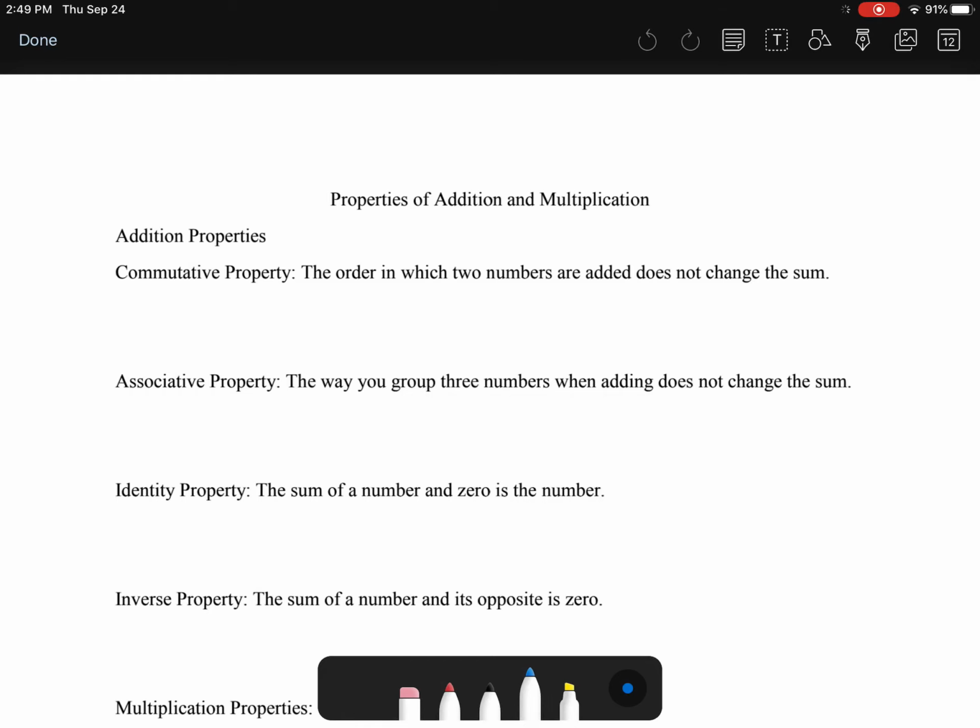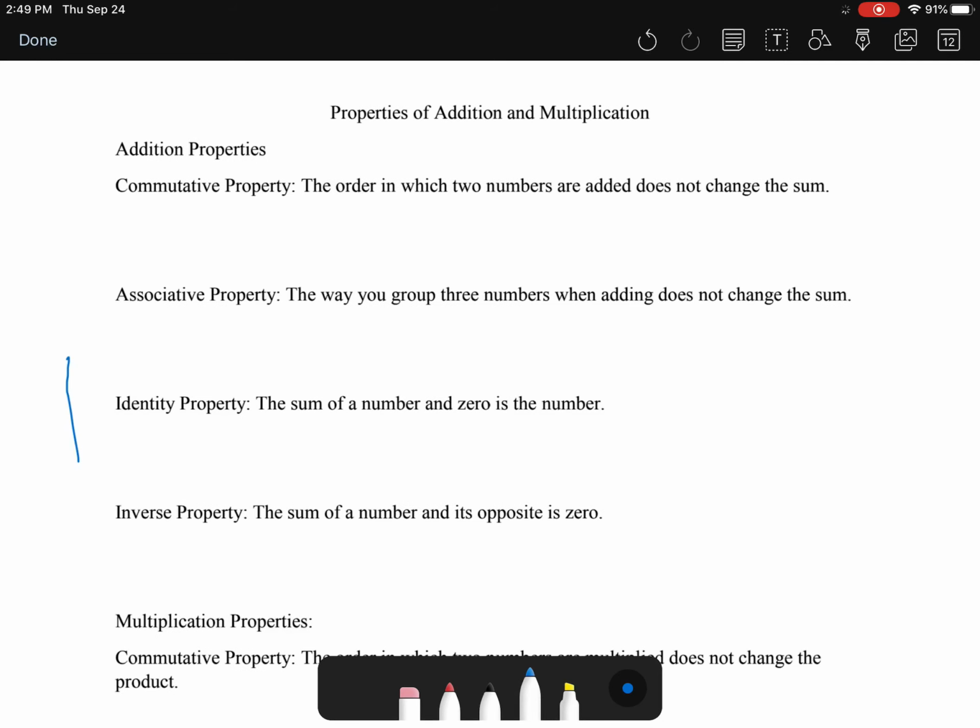Hey guys, so we're going to talk about properties of addition and multiplication today. Some of these properties you might have learned last year already, so I'm sorry that we have to go over them again. All right, the first one, I'm just going to go over the addition properties.